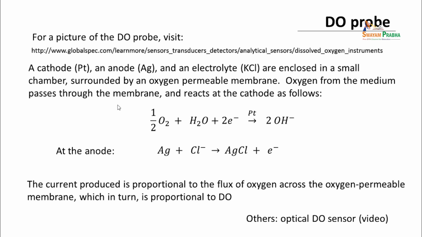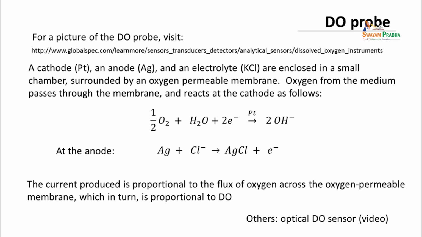In the lecture before the problem, we looked at the dissolved oxygen aspect. While talking about the DO probe, there was some slight confusion there. That is because of an error here. The cathode is platinum and anode is silver. I think I had mixed it around last time. Otherwise, it's all the same. So the cathode is platinum, anode is silver.